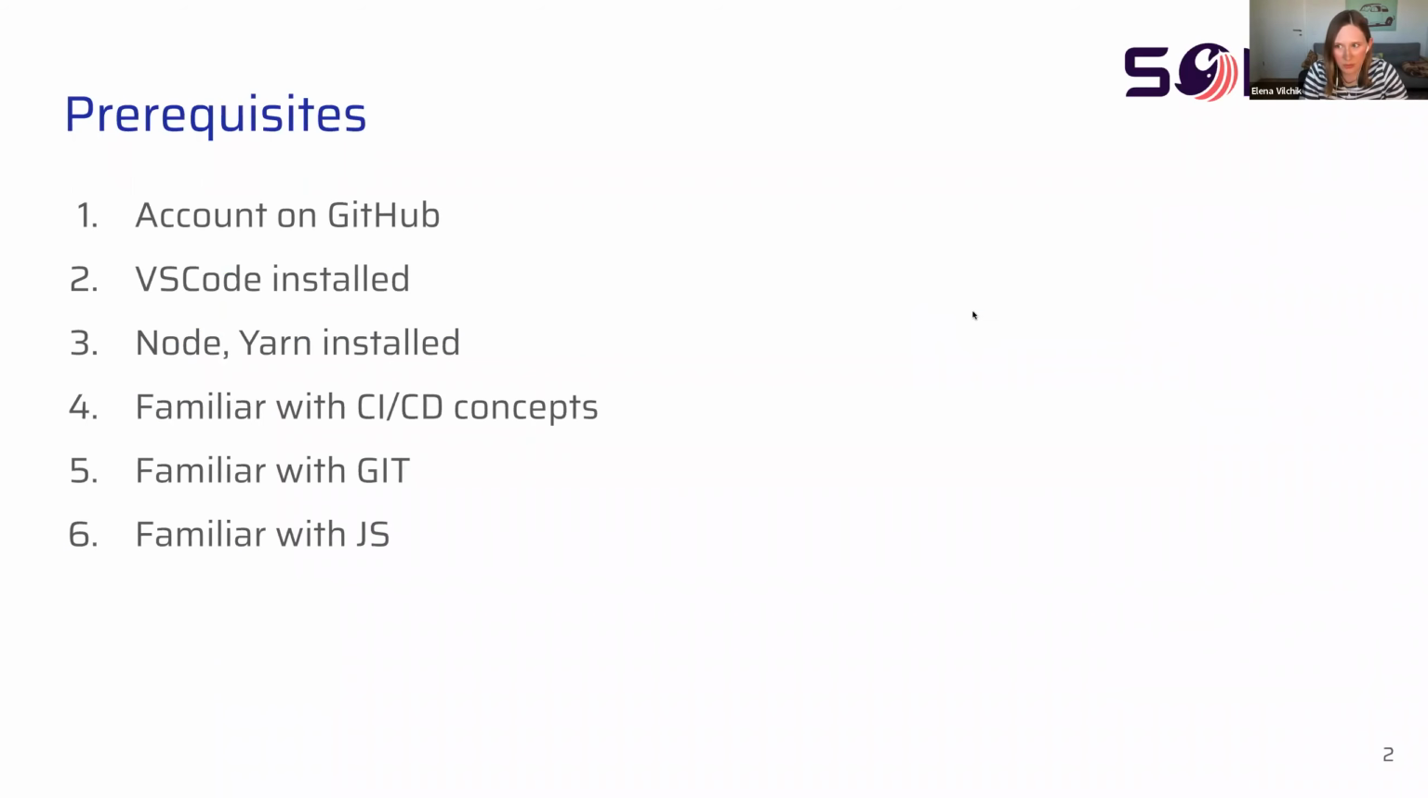We have some prerequisites for this workshop. A GitHub account is a must. If you don't have one, please create it now. VS Code is also a must. You can download it right now. It's super quick, just the file. You also need Node and Yarn. This is not super essential, but nice to have. And then the rest is you need to have some basic understanding of how Git works, how the JavaScript language works, because that's what we will be looking at, and how continuous integration works.